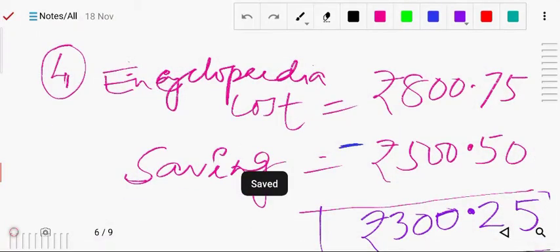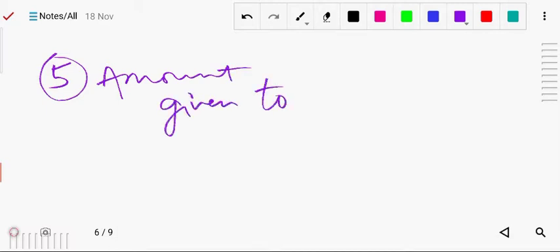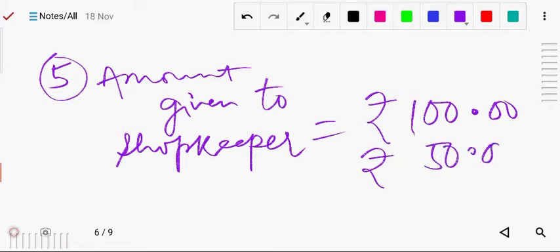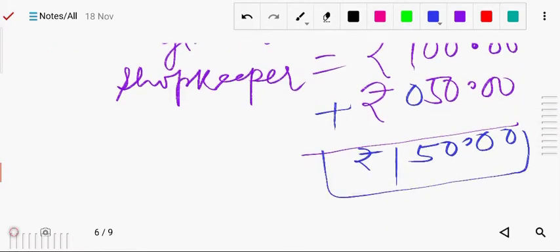So question number 5, first of all we will write the amount given to the shopkeeper, that we have to find out first of all. So he has given a 100 rupees note. Okay, secondly he has given a 50 rupees note, so write 50 rupees. Okay, and we can add these two. So now she has given 150 rupees to the shopkeeper.